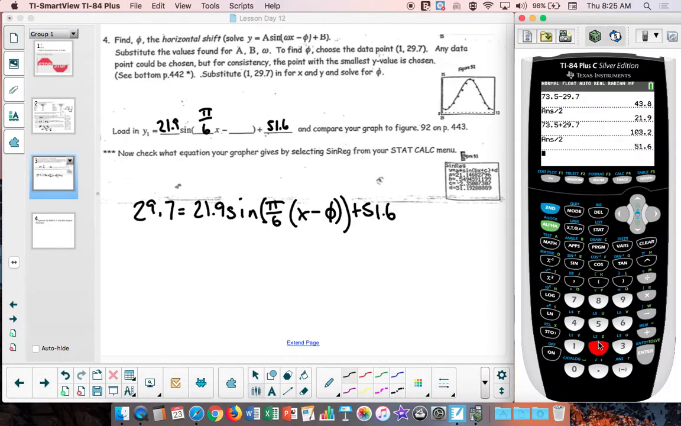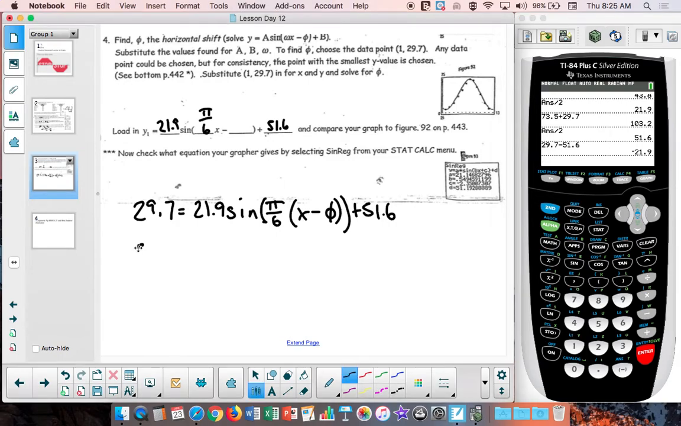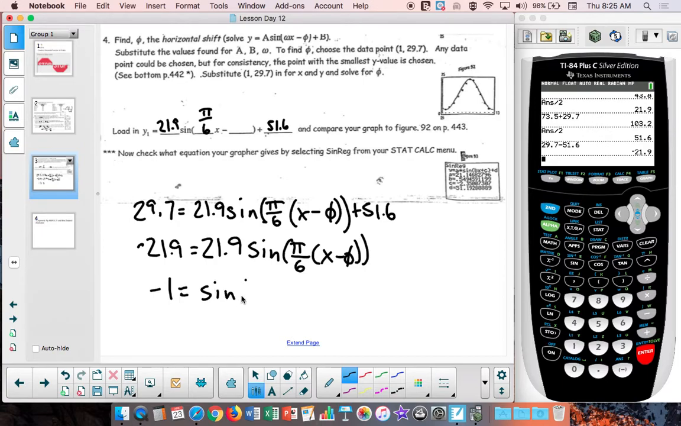So 29.7 minus 51.6 is negative 21.9. Again, it works out nicely, and it should be pretty much the same process each time because you're doing very similar steps each time. But once you divide, you get negative 1 is sine of pi over 6 x minus phi.